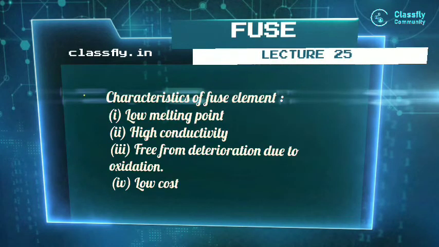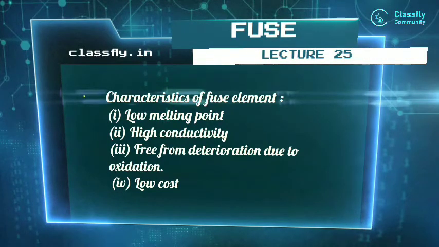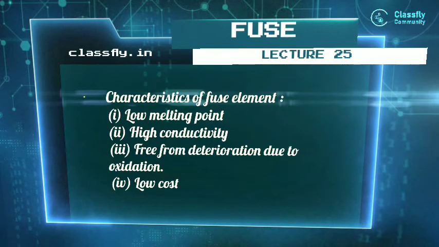Now we will see some characteristics of the fuse element. First point, the fuse element will have a very low melting point. Second point is that it has very high conductivity. We know what conductivity is, basically. The third point is that it is free from deterioration due to oxidation. Whenever it oxidizes, it will be free from deterioration. We know that it is low cost.